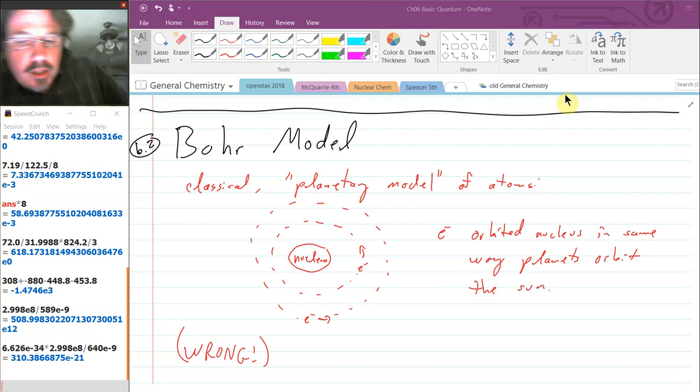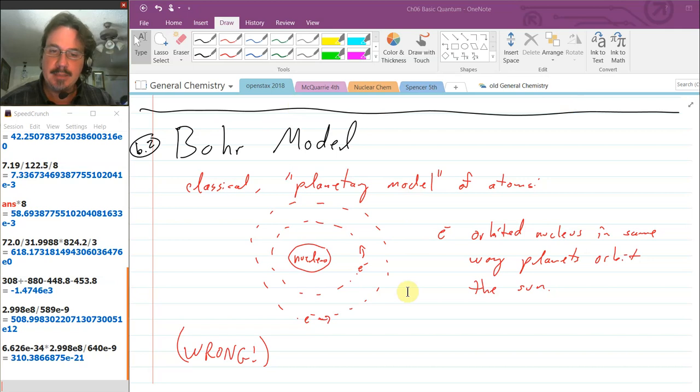The Bohr model. Now we have the idea of quantization without a clear understanding of why yet, but quantization, photoelectric effect, the Balmer's line series, the Rydberg line series, the photoelectric effect. Now, Bohr came along and started applying this now to the hydrogen atom.